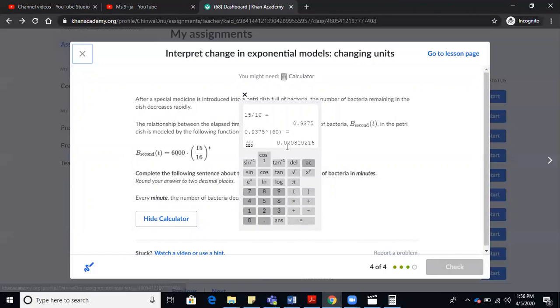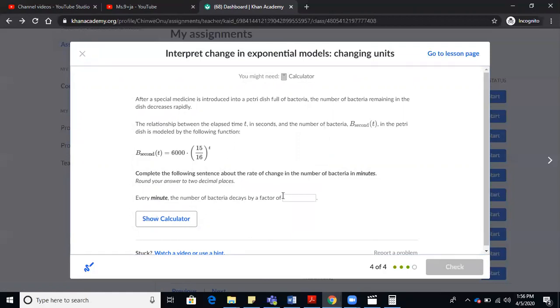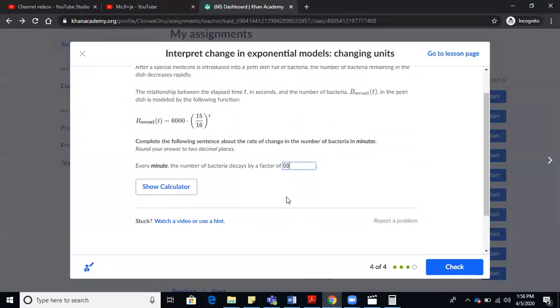And that gives me 0.0208. And it wants my answer in 2 decimal places. So that'll just be this right here, 0.02. Remember, I'm just going to keep it at 0.02 because the number after it is not 5 or more. So I don't have to round up.